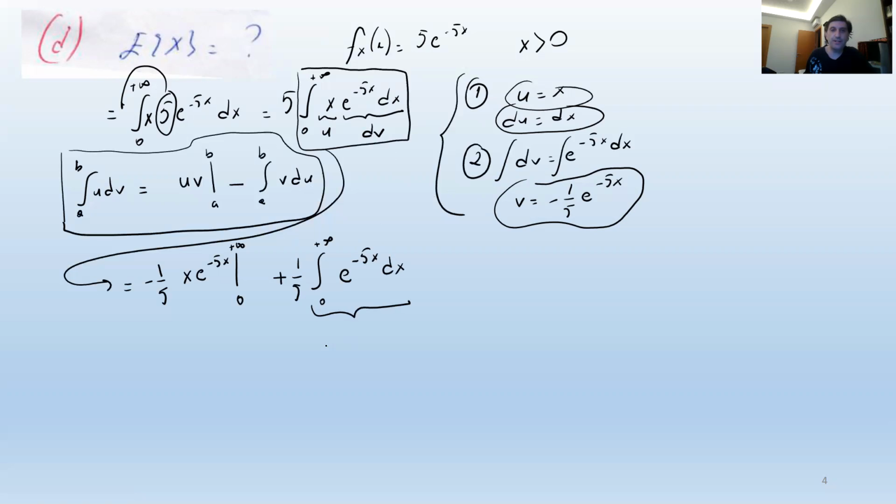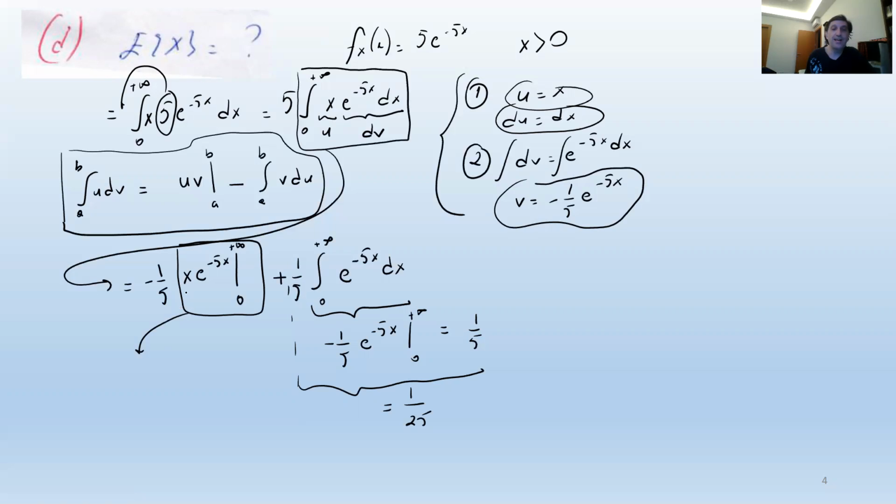Let's first handle this part. It's going to be minus 1 over 5 exponential minus 5x from 0 to infinity. This is going to be equal to plus 1 over 5 here, and multiplying with 1 over 5 here, this whole expression is going to be equal to 1 over 25. Now let's concentrate on this part. Now we have here an x and an exponential minus 5x. Now x will go to infinity here, and exponential minus 5x will go to 0 here.